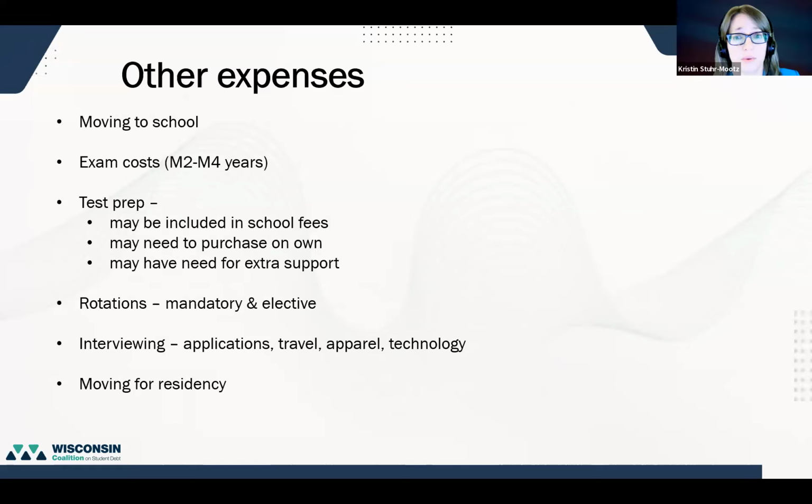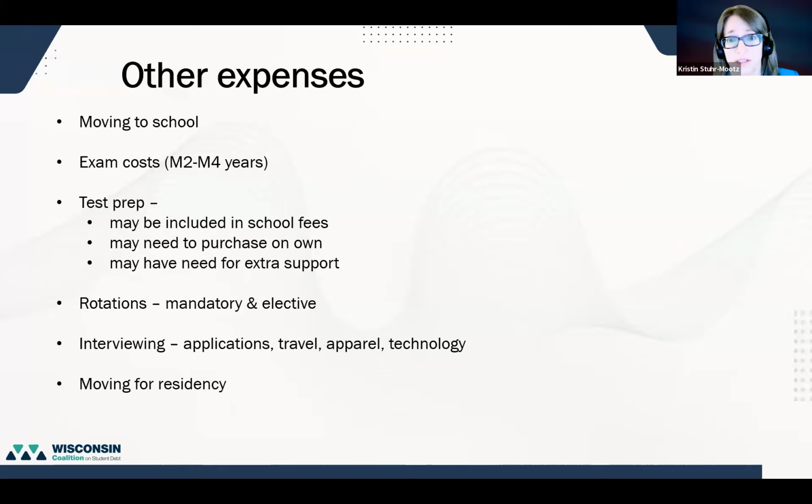In future years, you will be required to take exams to progress through your program. These exams do have extensive test prep. Materials can be accessible through your school if they're included in fees. Sometimes you may need to purchase the resources on your own. And some students find they need extra support for exams, which may require additional investment in your testing preparation.